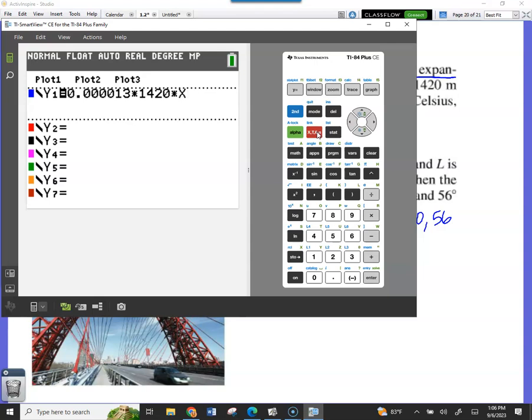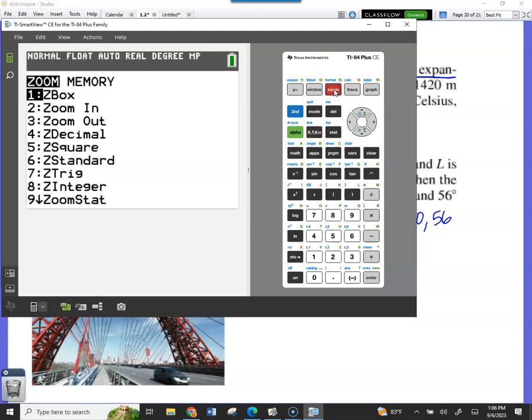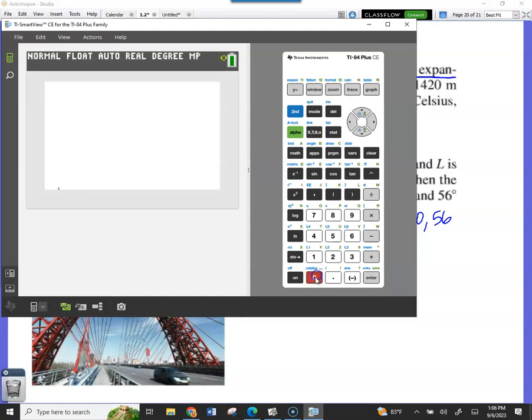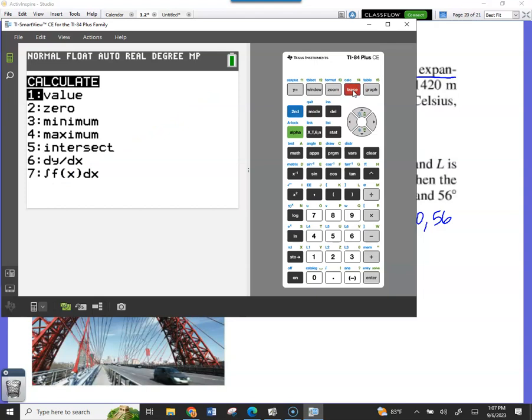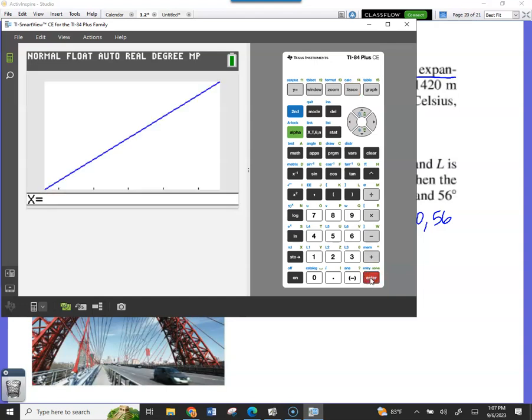Then I'm going to go to zoom. Now that's a really ugly function, so I'm going to go zoom fit. And I still can't even see the whole thing. Now I'm going to tell the calculator, tell me the values. That would be second calc. The very first option is value. This is where you can tell it to actually evaluate it. So hit enter, it's gonna say, what do you want me to plug in? What was the first one? 30? You're gonna plug in 30.